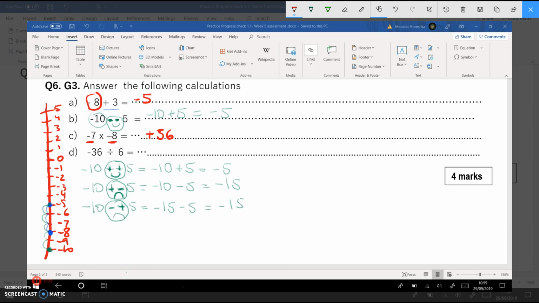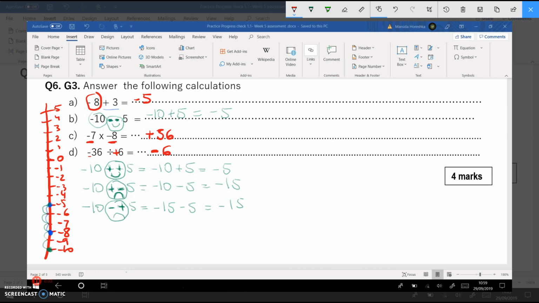And same thing in the last example when you've got minus 36 divided by 6. So that 6 has no sign in front at the moment, but if it doesn't, you can assume it's a positive one. So we've got a negative and a positive, which means they are different, so the outcome will be negative. So minus 36 divided by 6 is going to be minus 6, because 36 divided by 6 is 6.